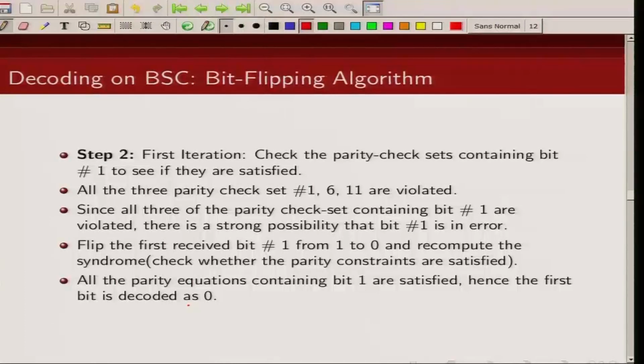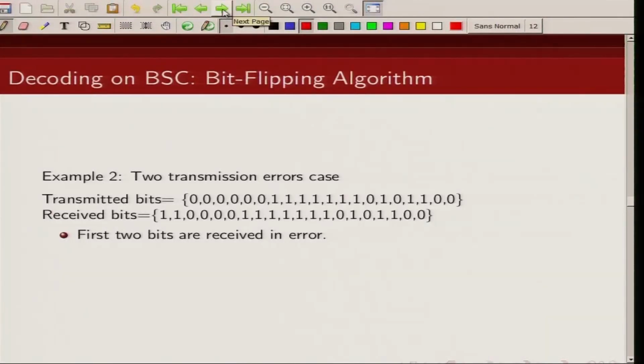So, hence the first bit will be decoded as 0, and we will follow the same procedure for the other bits as well. And since there was no error in the other bits, all the parity check sets involving those bits will already be satisfied. So, we will be able to successfully decode it.